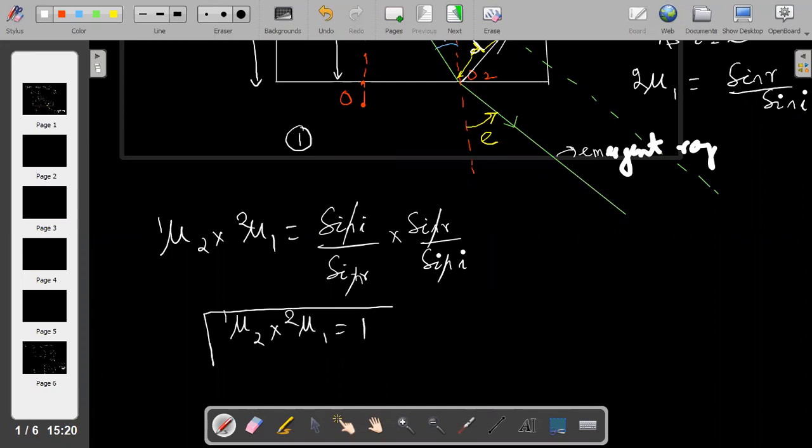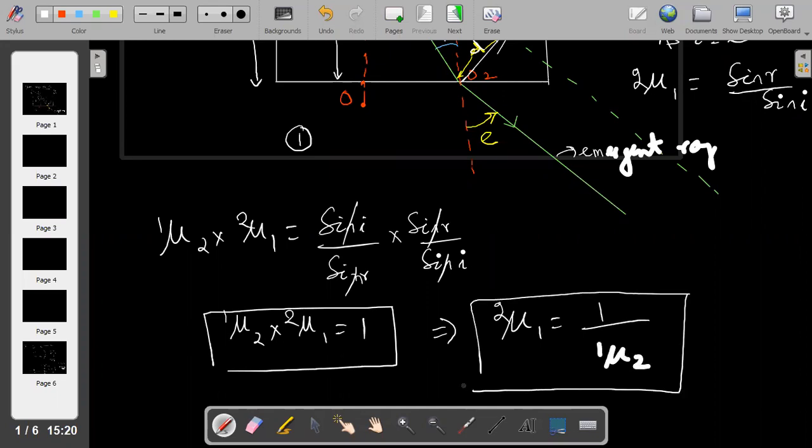The same thing you are going to get as the principle of reversibility. I have already done this one. In the principle of reversibility, mu 1 with respect to 2 is equal to the reciprocal of the refractive index of 2 with respect to 1. The same expression you are going to get. Clear? So mu 2 1 is equal to the reciprocal of mu 1 2. Is it clear?